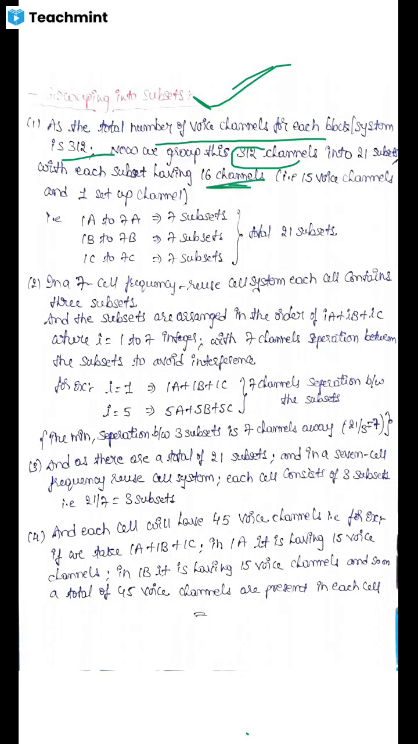Once again, I am repeating. Now I have started the second step, that is grouping into subsets. I will group the available 312 voice channels in block A into 21 subsets. Once I will show you the frequency management chart.